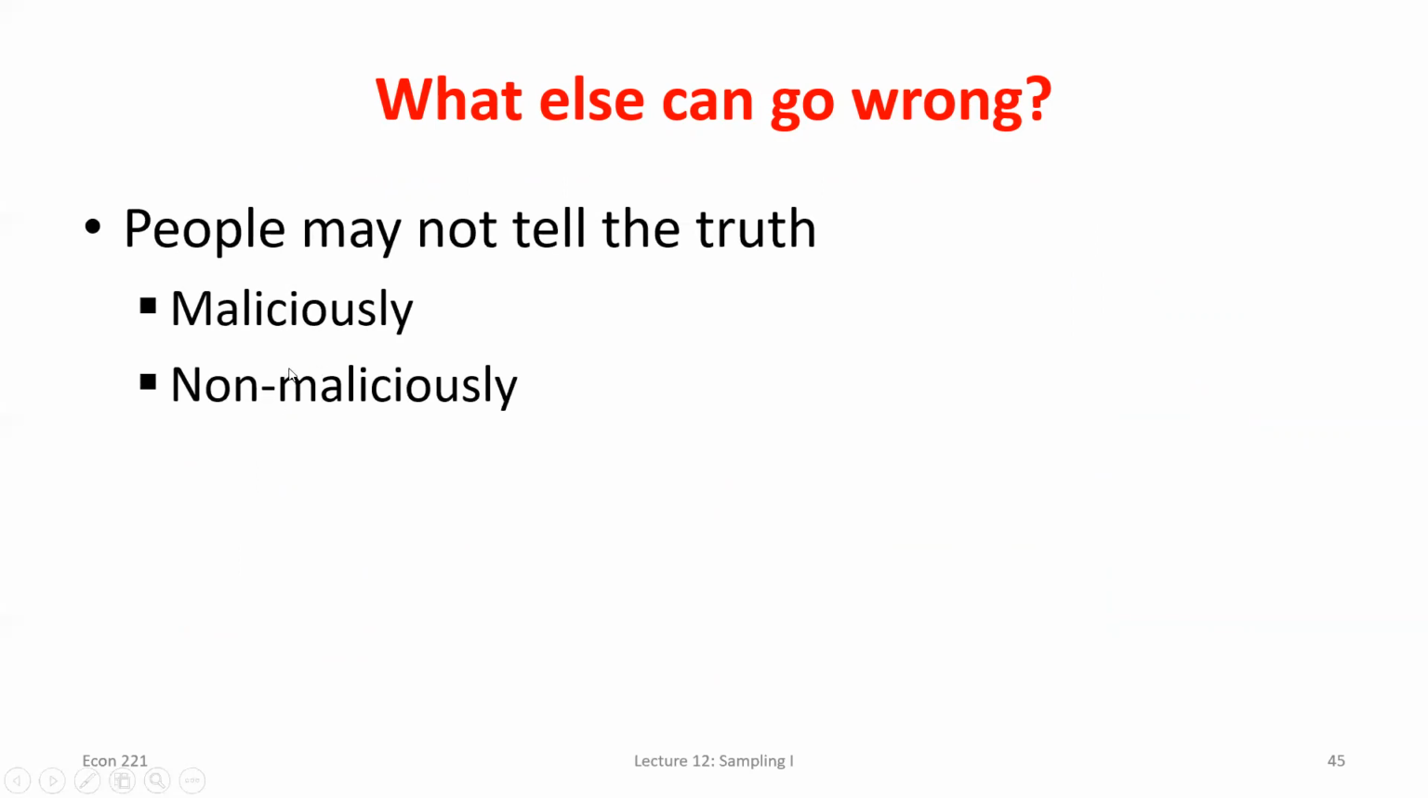Non-malicious lying would be like, you ask me who I'm voting for, I tell you someone, but I change my mind before election day. Well, I told you the truth. It's just that now, because it changed, you have data that is wrong. So you could have people non-maliciously lying as well. Or malicious lying: if I asked you what your income was, maybe I'm making $20,000 a year, but I tell you I'm making 300.